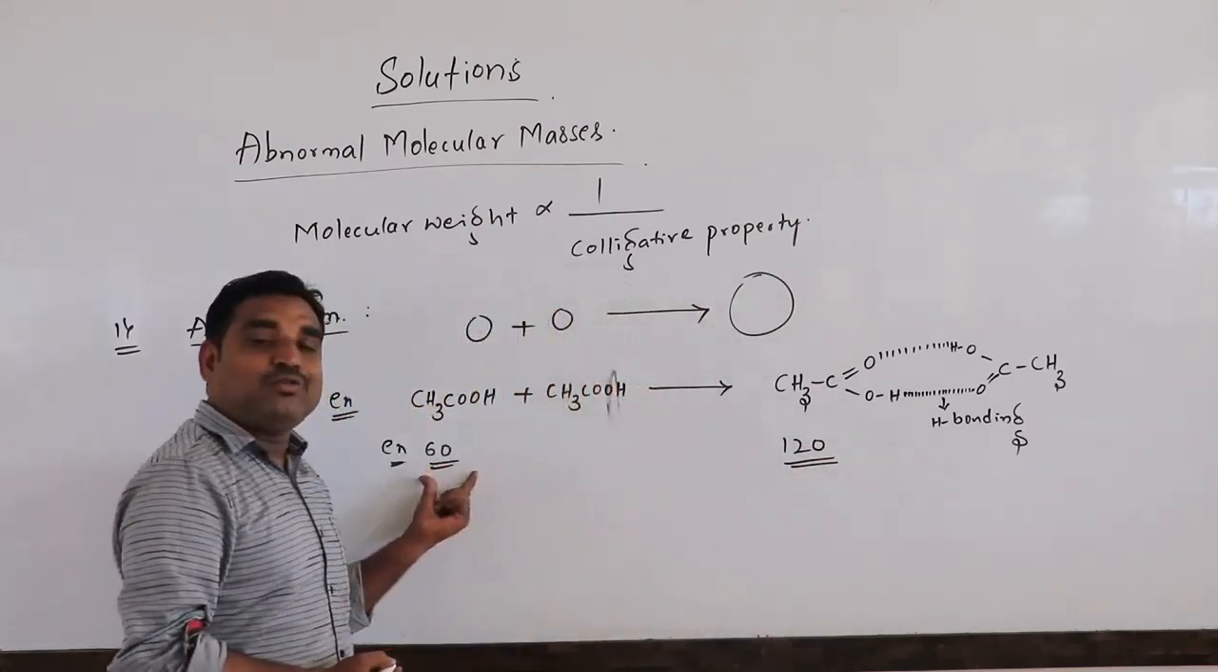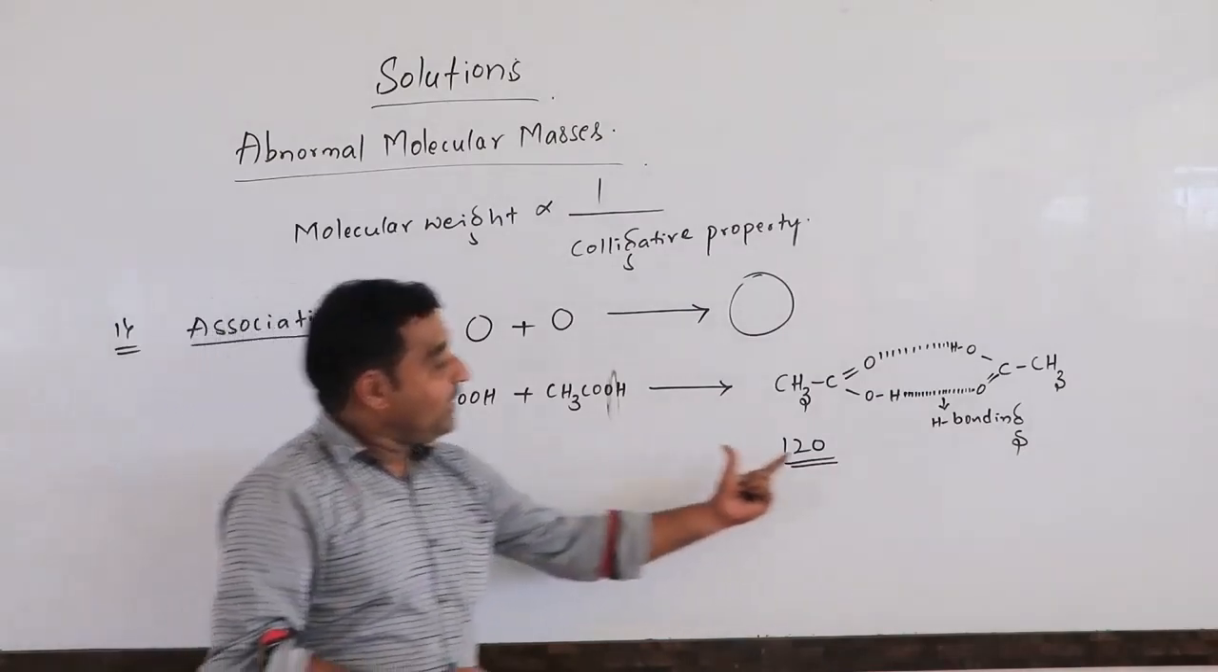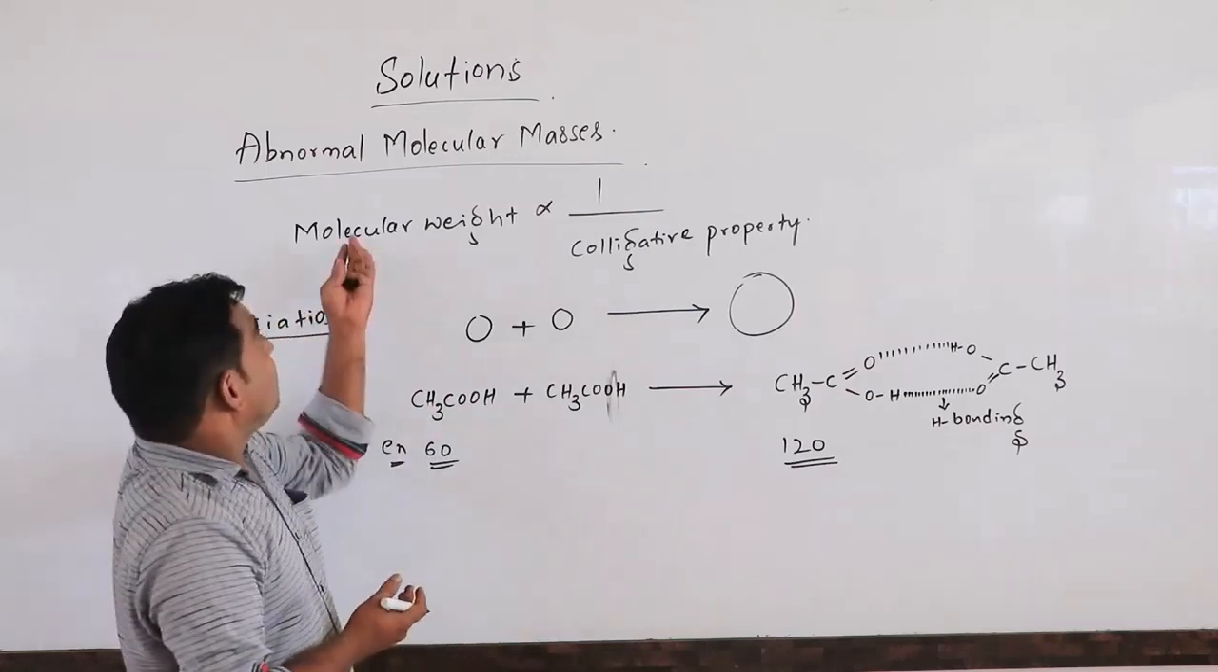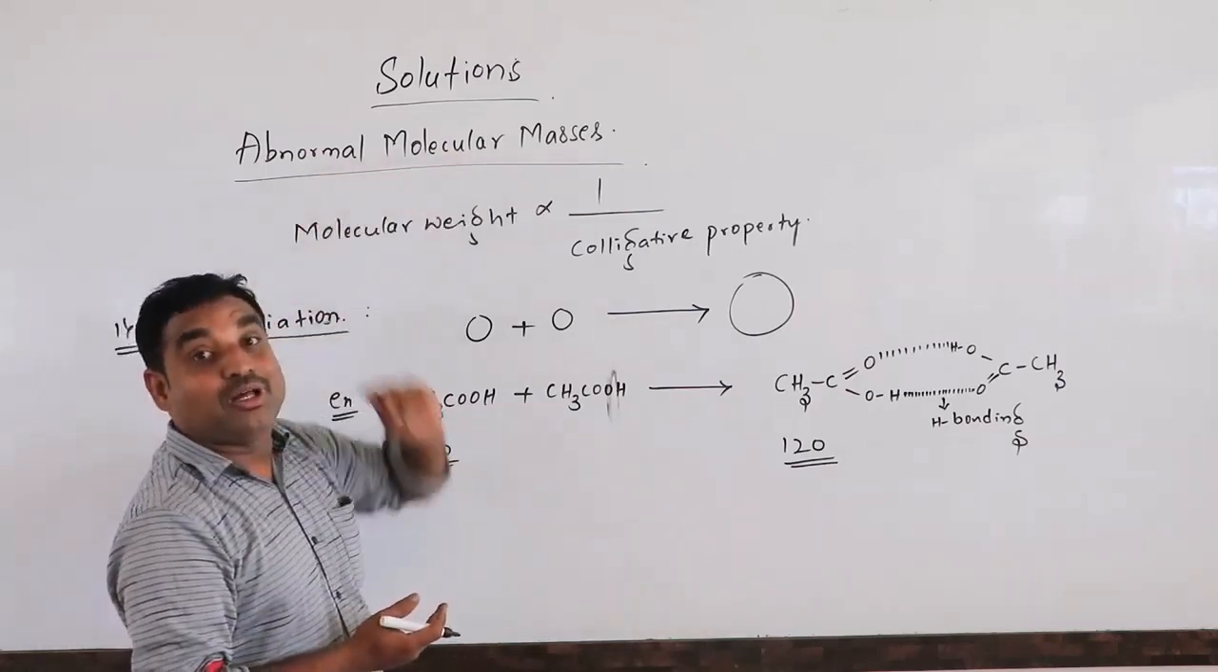Molecular mass of acetic acid observed is 120. Actual molecular mass of acetic acid is 60. Now we are getting 120. It means an abnormal, higher molecular mass will come. So that is what we call the abnormal molecular mass.